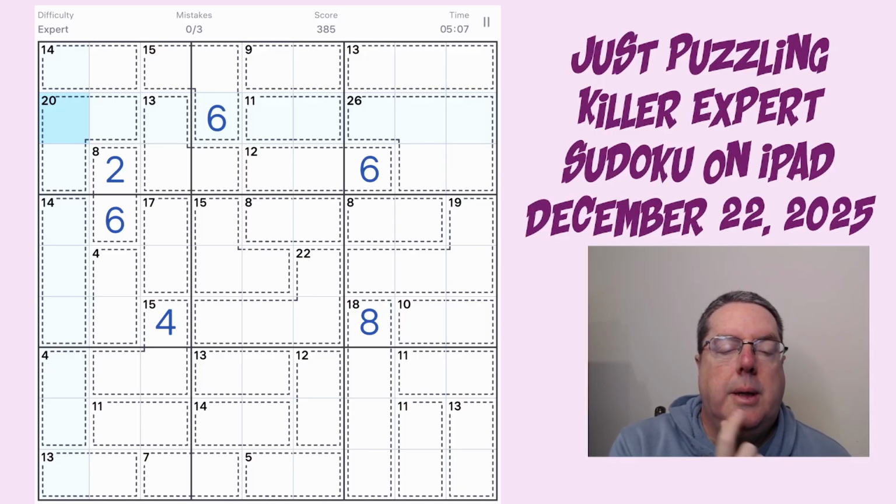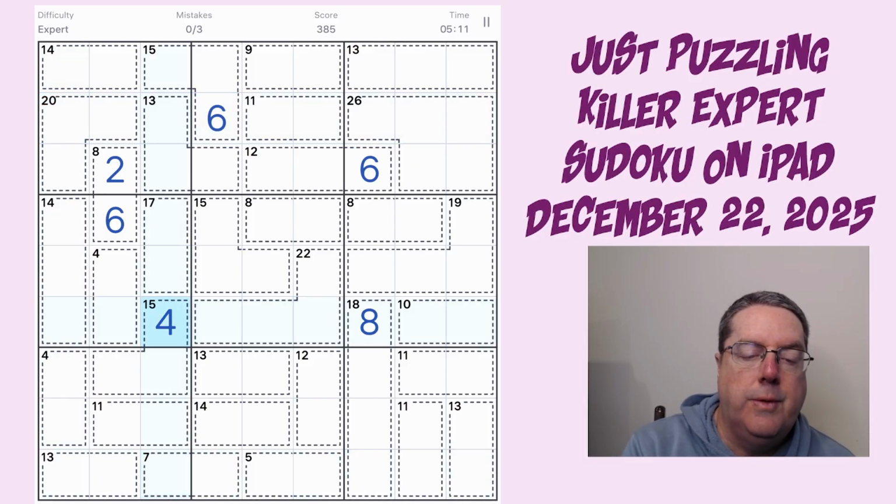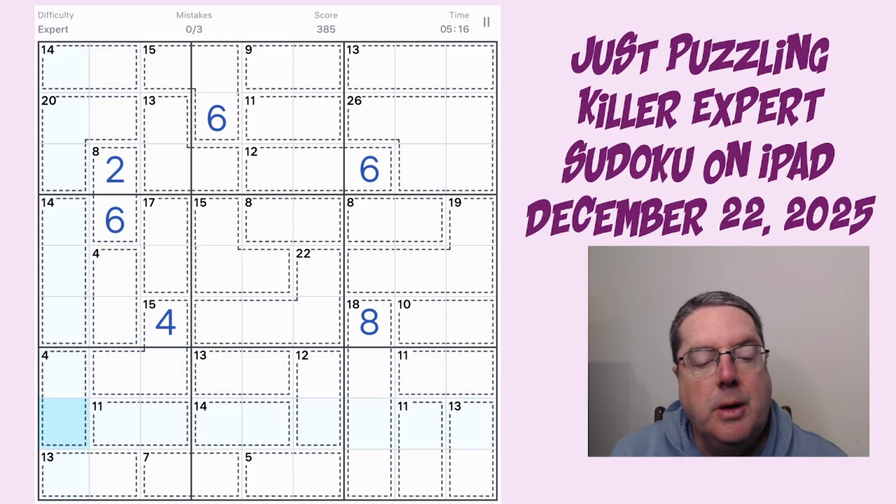8, 6. Right, I've actually got a spare cage here. 15, 4 from 15 to 11, plus 4, 15, plus 11 to 26, 39. So this is going to be a 6, leaving this to be a 1. This is going to be a 2, 3.